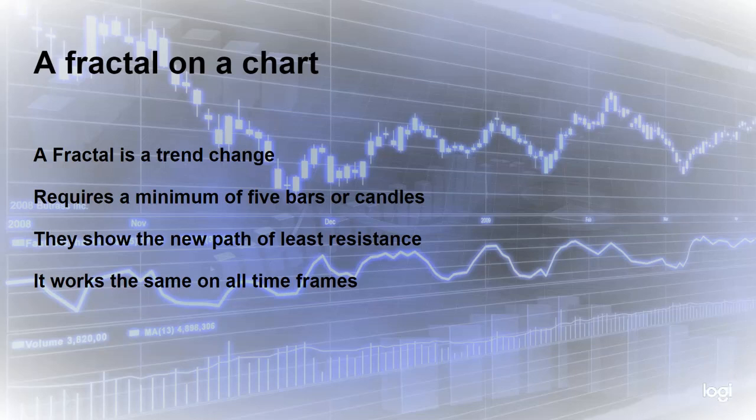So you'll have to have two candles that are both lower than the third candle, and then two candles after that third candle that are then both lower than the third candle. So in effect you get a peak in the market, and that is called a fractal, and that was where the trend changed from. It was going up, it topped out, and then it went down. So what a fractal will show us is the point where we have the trend change, and the new direction of that trend will be the new path of least resistance.